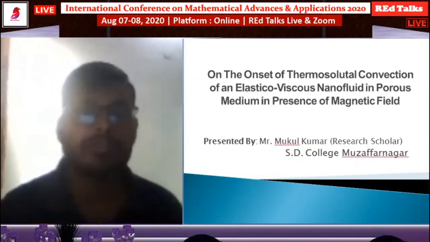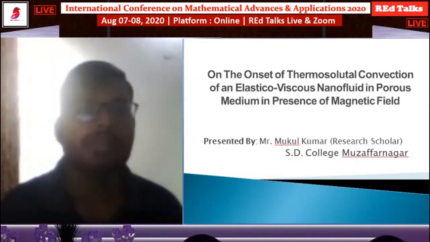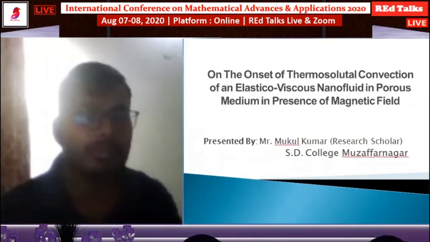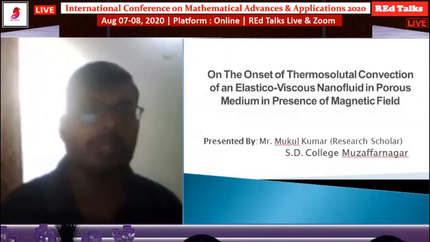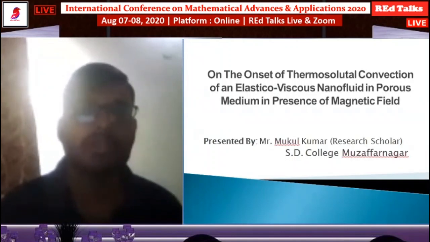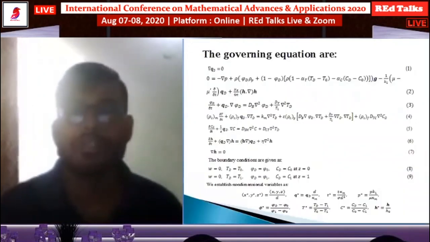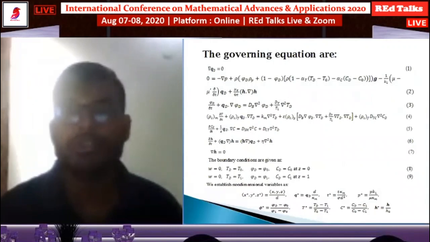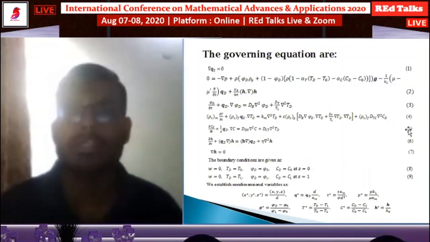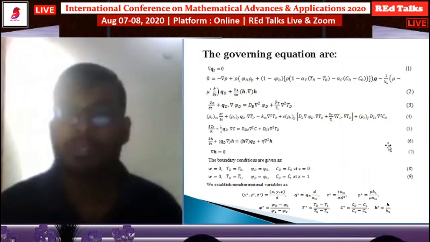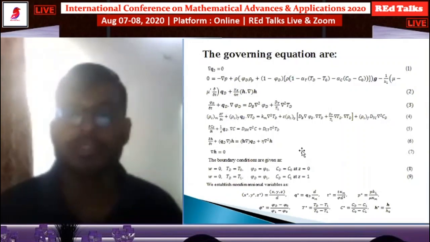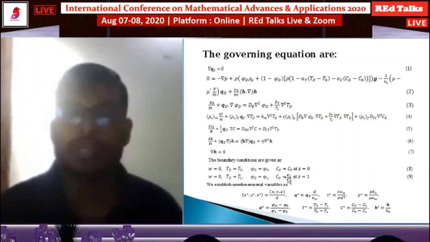Firstly, we derive the mathematical method. In this mathematical method, we derive the governing equations, which are equation number 1, 2, 3, 4, 5, 6, and 7. Equation number 6 is the Maxwell equation, and equations number 8 and 9 are the boundary conditions, given below.